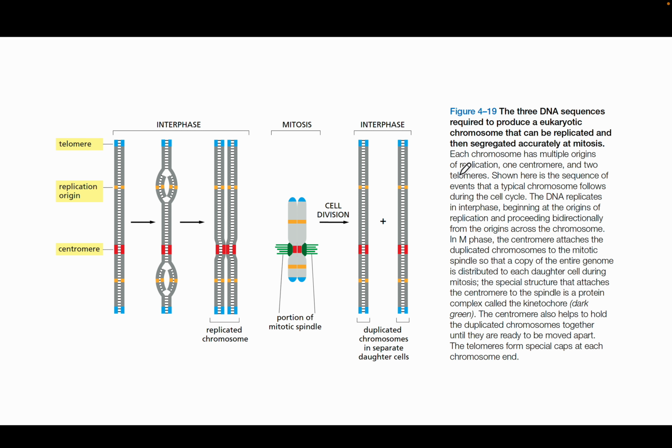These are the three DNA sequences required to produce a eukaryotic chromosome that can be replicated and then segregated accurately at mitosis: the telomere, the replication origin, and the centromere. The replication origin is where DNA replication starts. Each chromosome has multiple origins of replication, one centromere, and two telomeres. The DNA replicates in interphase, beginning at the origin of replication and proceeding bidirectionally from the origin across the chromosome.